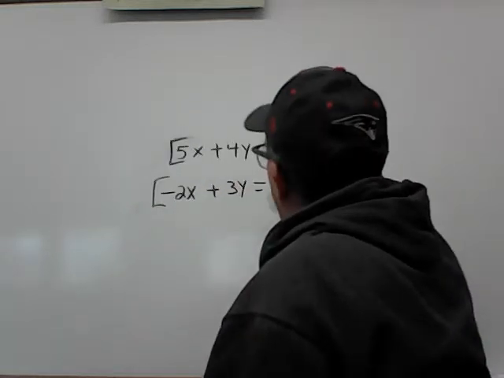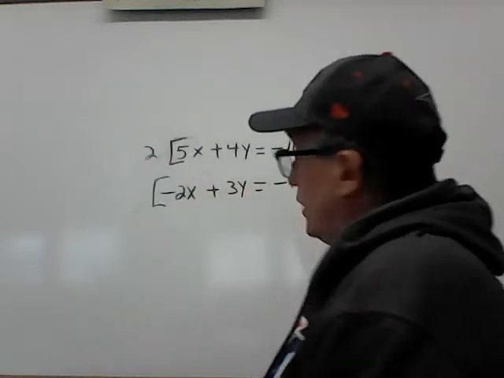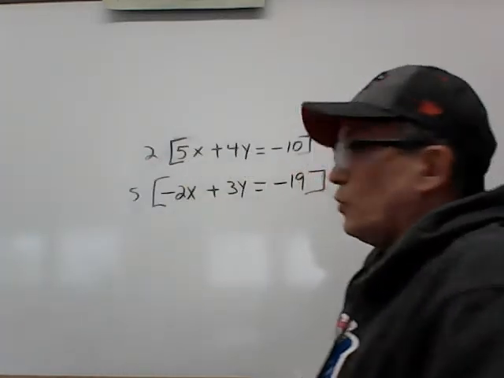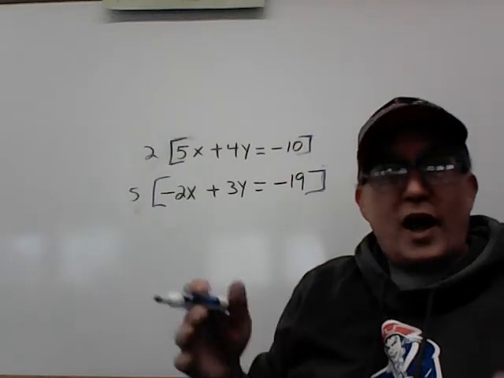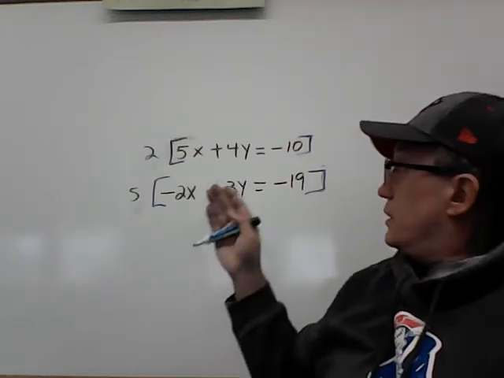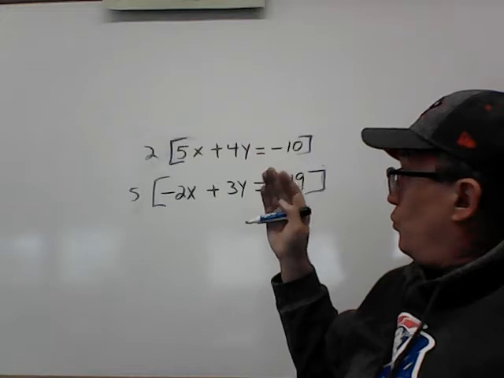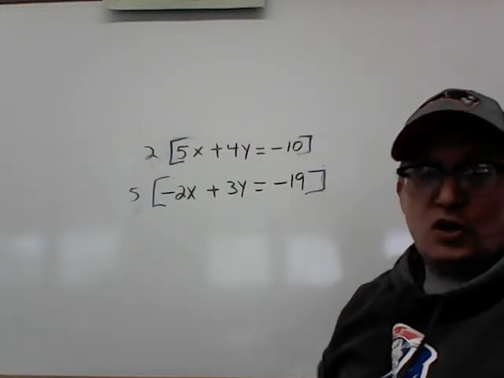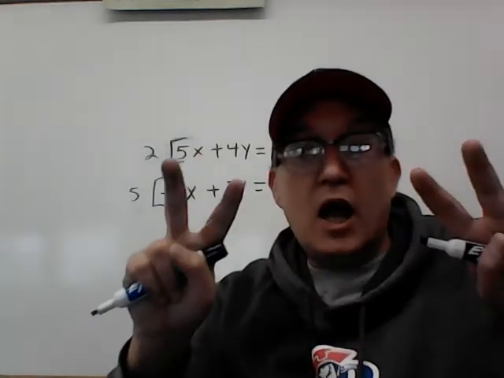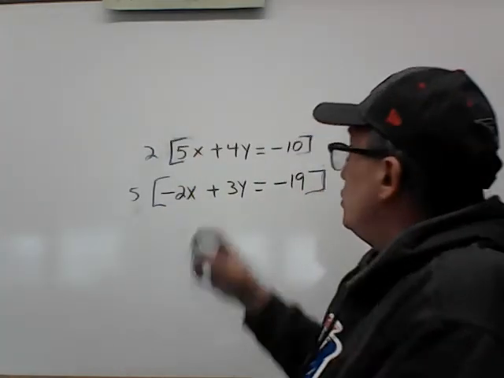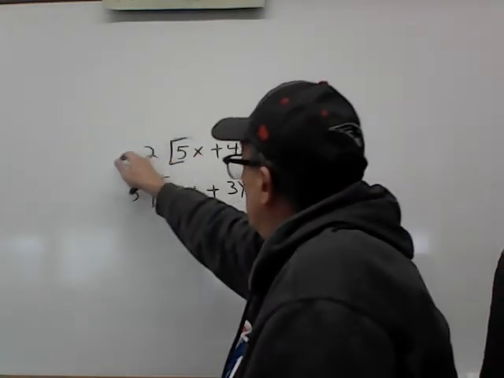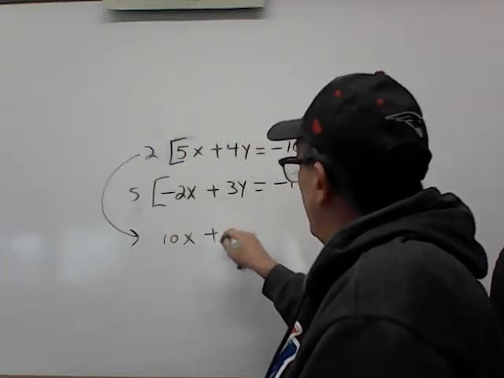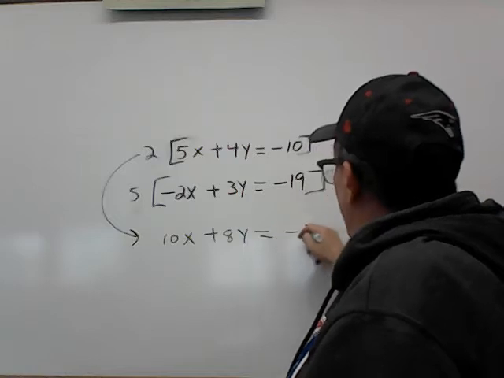Okay, so multiply the first equation, everything on both sides, by 2, and the second equation, everything on both sides, by 5. Why did I do that? Because when I get those two equivalent equations and add them, the x terms will add to 0 and be eliminated. Here's the new first equation, okay? 10x plus 8y equals negative 20.